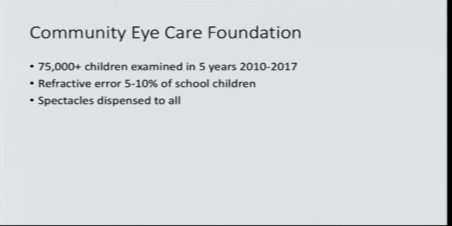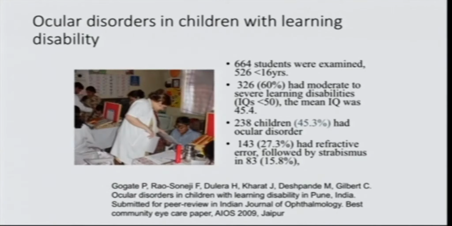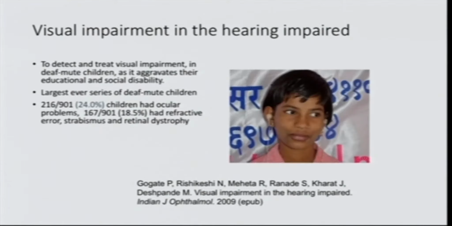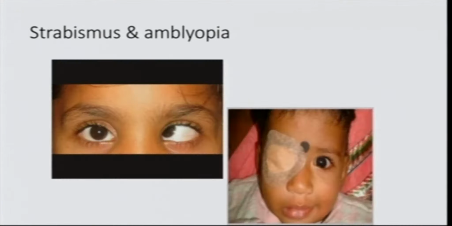So in Pune, in the last 5 years, we have screened about 75-80,000 children. We have given spectacles to all of them. And in this, we have reached out to a lot of children in special education schools for the blind, deaf mute, learning disabled, physically handicapped. Because in all of them, the prevalence of refractive errors is about 3 to 10 times higher than normal children. So in children with learning disabilities, in children with visual impairments, even migrant workers, out of school children, children who have undergone surgery.